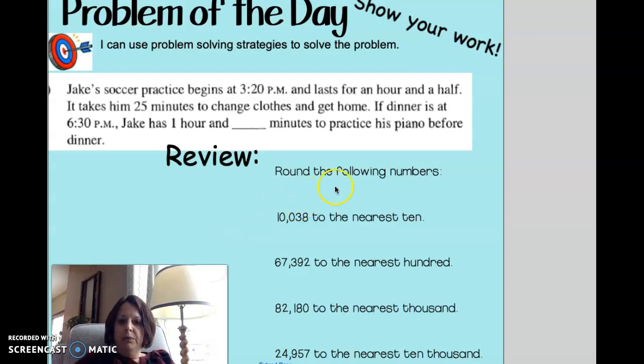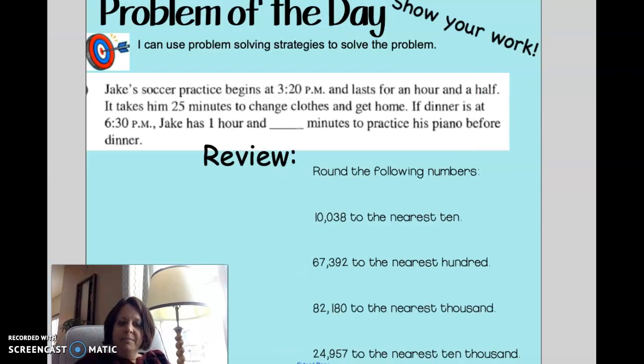Now for review, round the following numbers: 10,038 to the nearest 10, 67,392 to the nearest 100, 82,180 to the nearest 1,000, and 24,957 to the nearest 10,000. All right, have fun. I'm going to put you on pause and we'll be back to go over our answers.